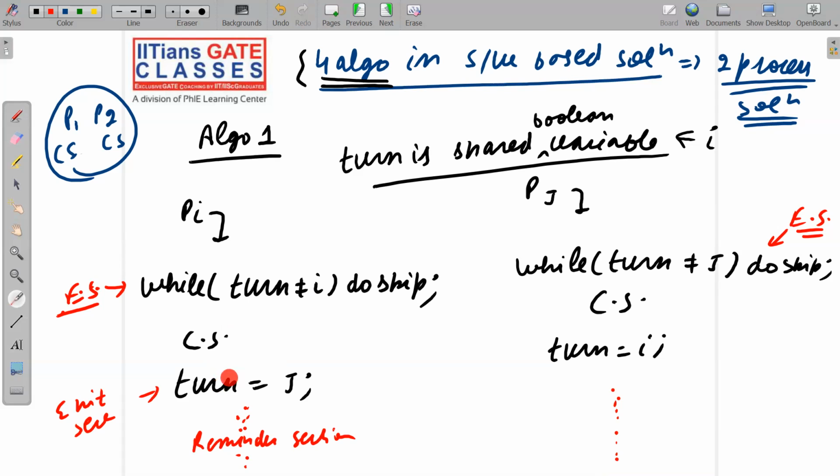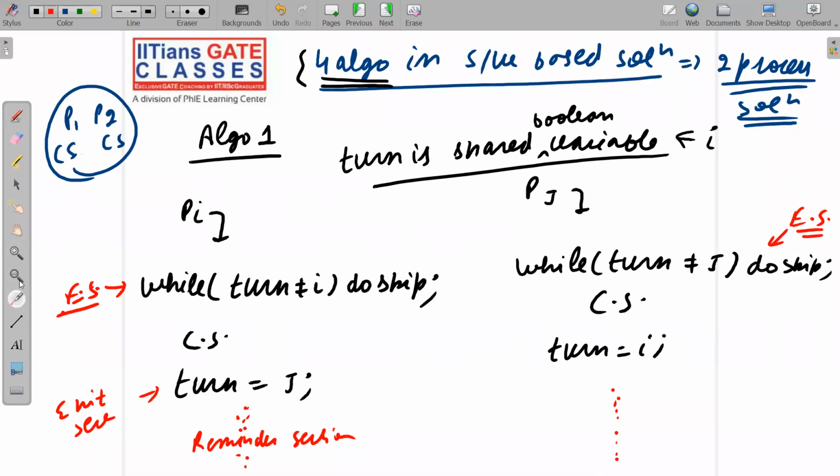Now when it comes out of the CS, turn will become j. So when turn becomes j, and now again Pi wants to enter, then j is not equal to i, which is true. So it will keep on doing do skip, do skip, do skip. It cannot enter the CS. And when control comes to Pj, it will see that the turn value is now j. So j is not equal to j, which is false. So do skip will not be done, and it will enter the CS.